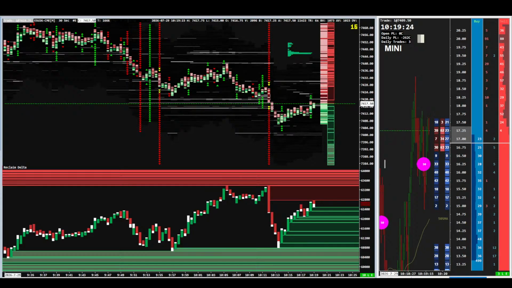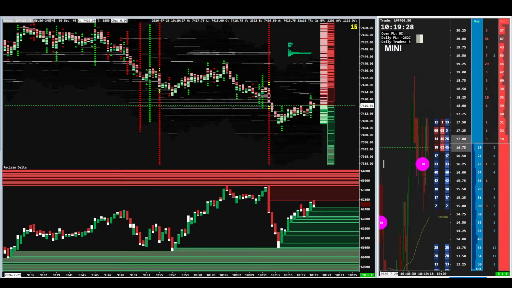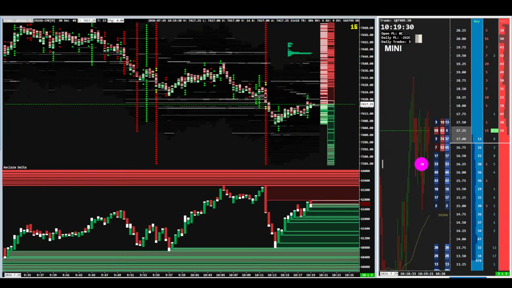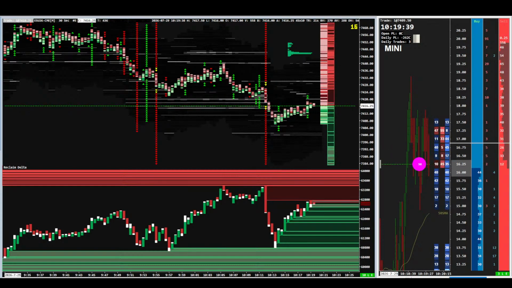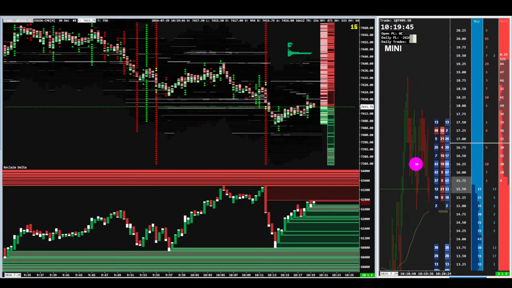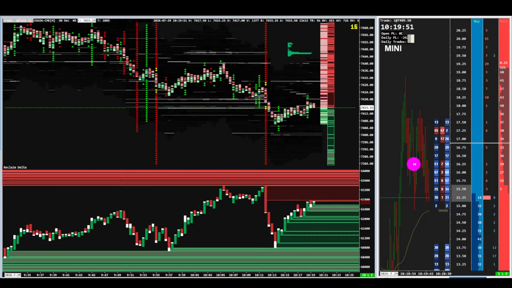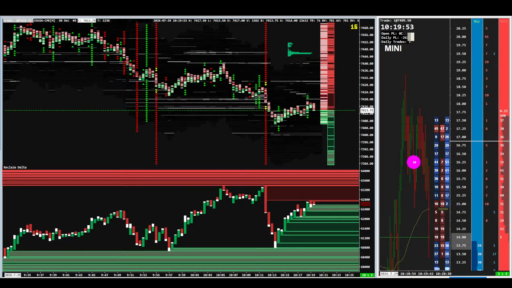A lot of the delta spikes down are megalithic compared to the up spikes. Yeah, that is a pattern today. They huge green zone here. They're stacking these greens.